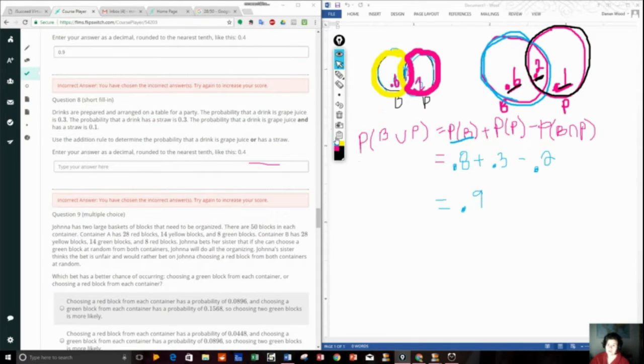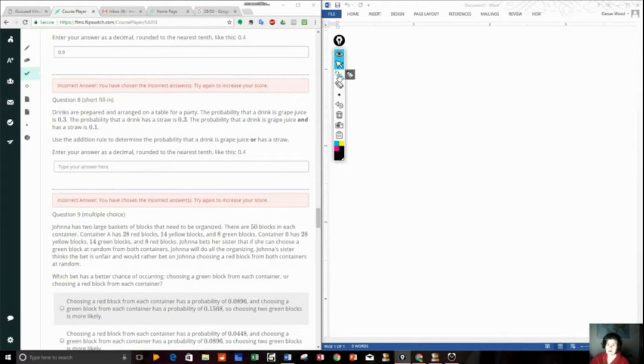Moving on to question 8. Drinks are prepared and arranged for a table party. The probability that the drink is grape juice is 0.3. The probability that the drink has a straw is 0.3. The probability that the drink is grape juice and has a straw is 0.1. Use the addition rule to determine the probability that the drink is grape juice or has a straw. So the probability that it's grape juice or has a straw.